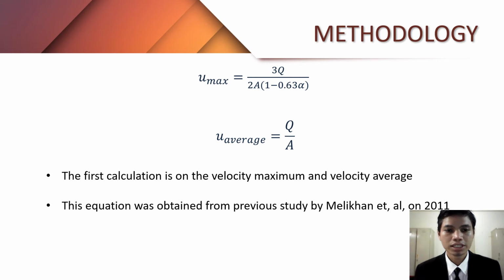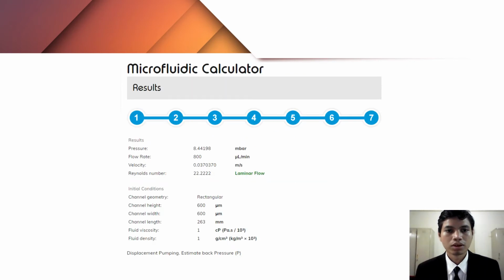The first calculation is on the maximum velocity and average velocity. This equation was obtained from a previous study by Melifan in 2011. We can use the microfluidic calculator from Google to ensure that we are doing a correct analysis on the spiral microchannel.